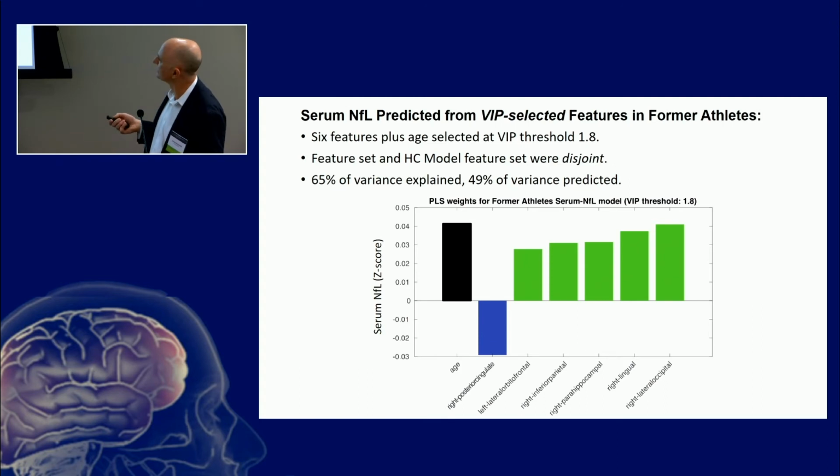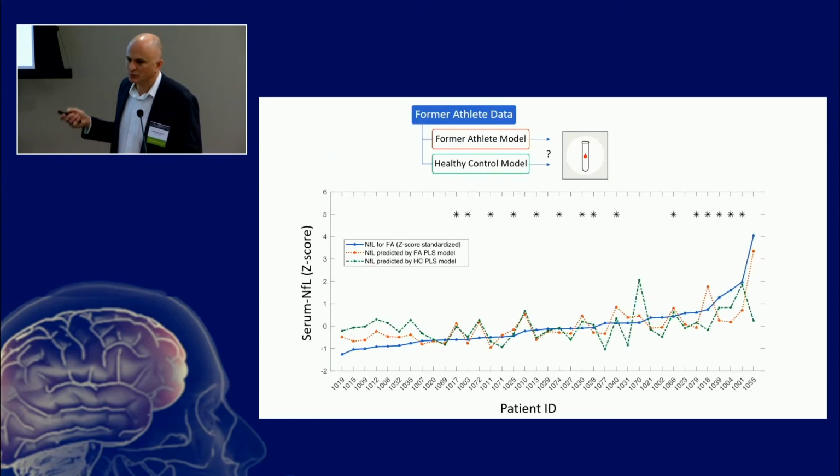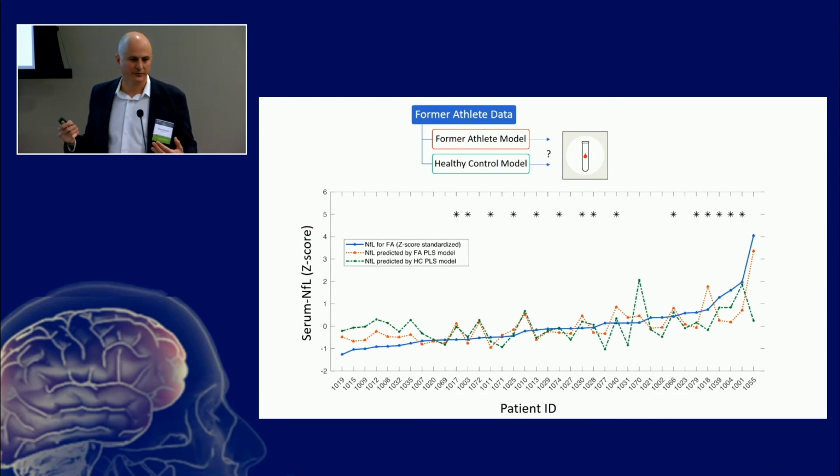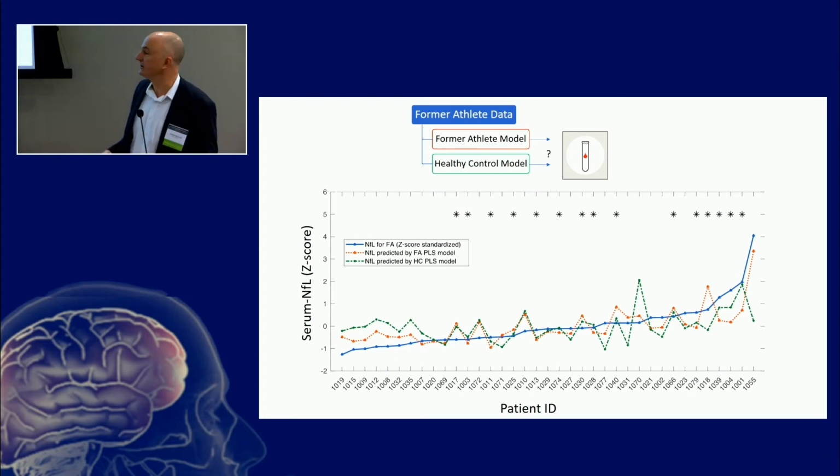It's a disjoint set of features. That's also a little surprising, but you'll see it's not quite as surprising as you might think, in that these are probably correlated with the other brain areas that were used to construct the healthy control population model. And again, 65% of the variance is explained, 49% of the variance is predicted, which is very good compared to age alone. So the last figure I'll show you is what happens when we take the former athlete data and try to predict blood serum NFL levels using the former athlete model, as opposed to using the healthy control model. Again, this is just a regressor, much like y equals mx plus b. So it's a simple regression, but it's in many dimensions with these 7 or 12 different variables.